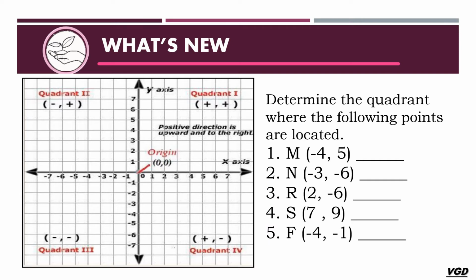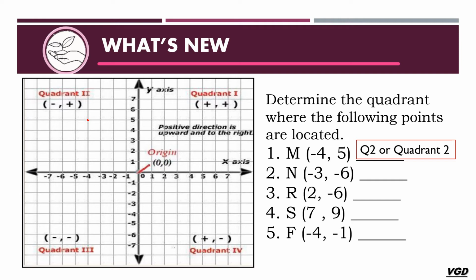Let's start with number 1, point M. The coordinates are negative 4 and 5. All you have to do is look at our Cartesian plane and plot the points. Let's look for negative 4. Take note that negative 4 here is the x value. So we got here negative 4, then 5. The value of y is 5. Therefore, this is the point, and it is located in quadrant 2. Alright? So it's in quadrant 2.